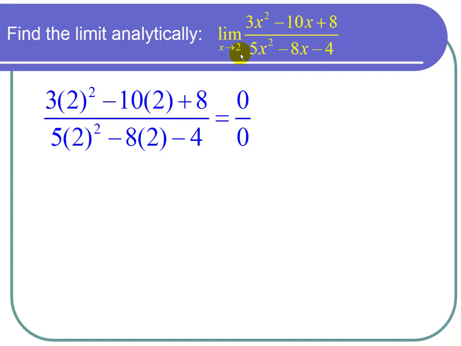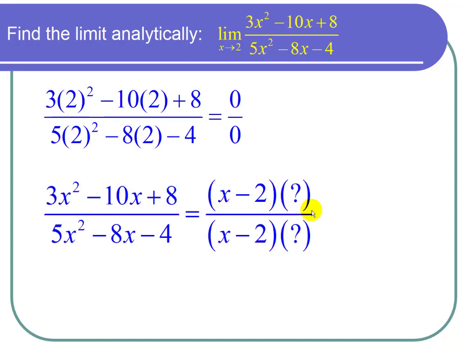So what we can say is that the top is equal to x minus 2 times some other factor, and the bottom is x minus 2 times some different factor. And then we just think about it. What do I have to multiply x by to get 3x squared? Well, that's 3x. And what do I have to multiply negative 2 by to get 8? And that's negative 4. And similarly, to multiply x by something to get 5x squared, I multiply by 5x, and to multiply negative 2 by something to get negative 4, I'm going to multiply by 2. So what I get is x minus 2 times 3x minus 4 over x minus 2 times 5x plus 2.